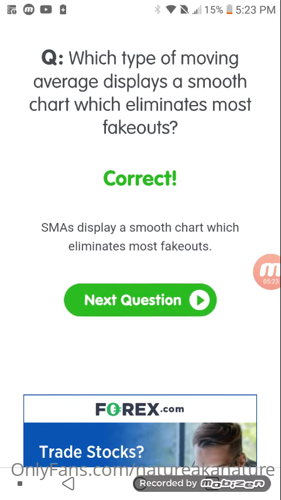So just the SMA and the EMA, you can plot both of them. Sometimes I use both of them, and you'll see that more and more in the future. I'm gonna keep giving you all context over the years. I'm not going nowhere. But you'll see that the SMA is smoother and it helps eliminate most fake outs.